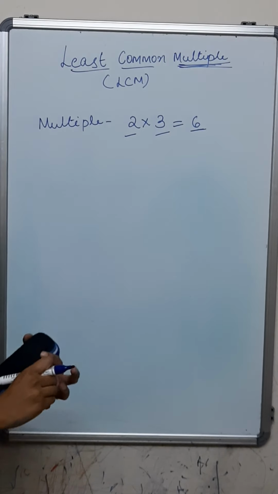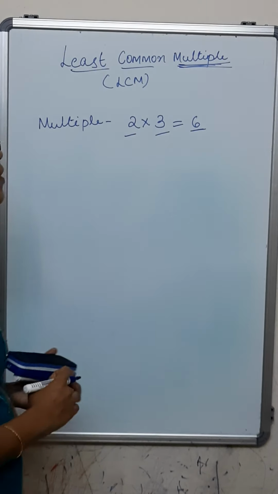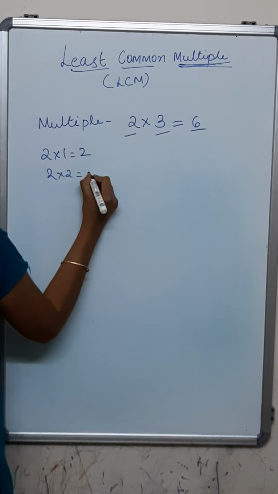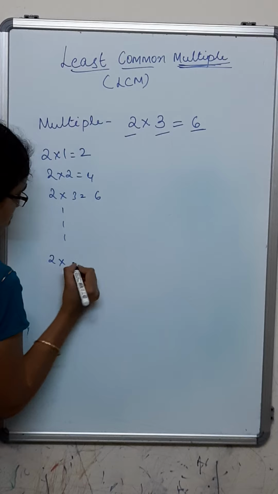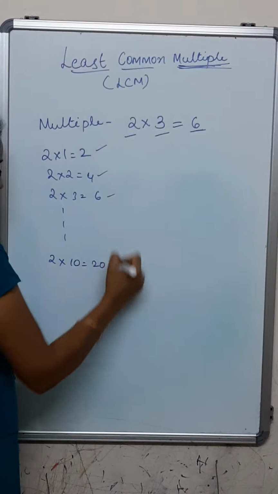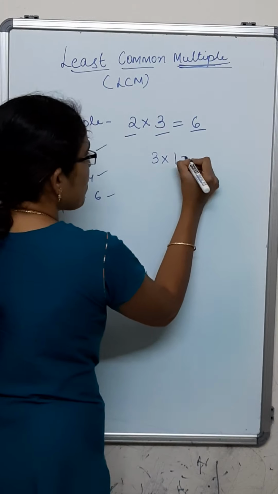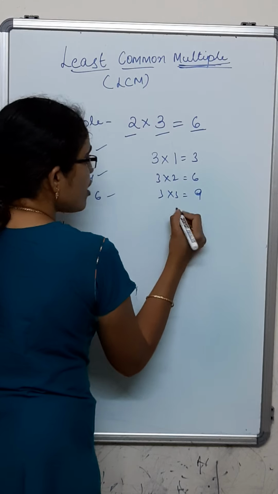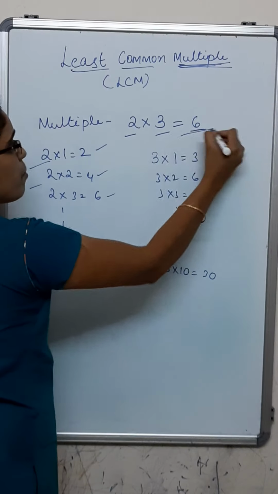So in our school life or in our classes, we have learned the multiplication table where we go on reciting as 2 times 1 is 2, 2 times 2 is 4, 2 times 3 is 6, and so on up to 2 times 10 is 20. So all these 2, 4, 6 and so on up to 20 are the multiples of 2. Similarly, if you have to list the multiples of 3, go on writing 3 times 1 is 3, 3 times 2 is 6, 3 times 3 is 9, and so on up to 3 times 10 is 30. So these are the multiples.